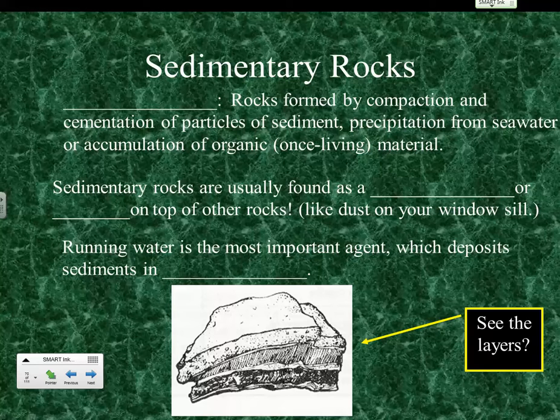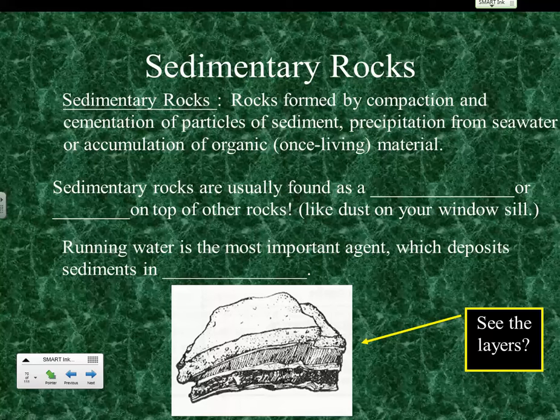These rocks are formed when other rocks, broken bits of rocks, compact, perhaps cement together with natural cement. That's one way. Another way is they could precipitate from seawater. This means the seawater becomes so concentrated in a certain type of salt mineral that it settles to the bottom of the seafloor and forms layers of rock.